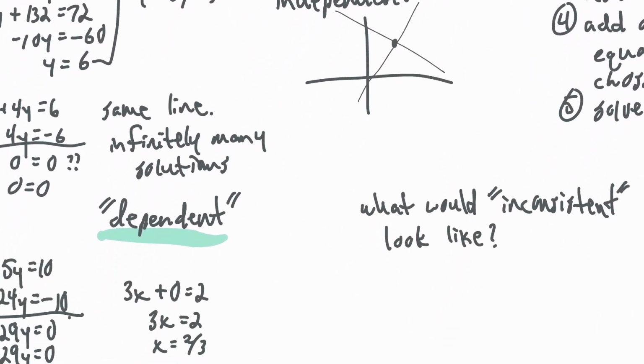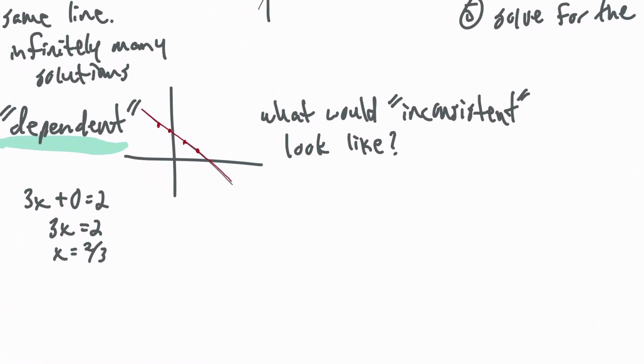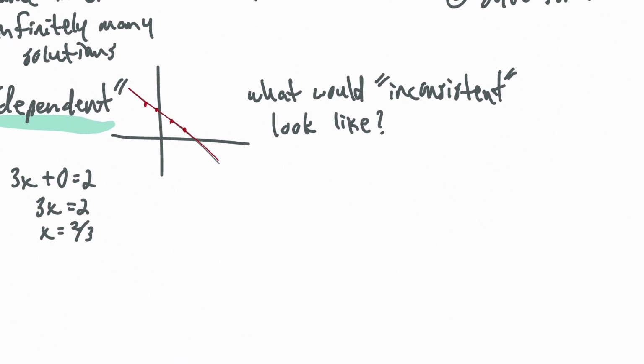When you get something that's dependent, what you get is something like this. You have a line, but then the other line is the same line. I wobbled there at the end, but it's the same line. So there's infinitely many solutions. All of these ordered pairs are solutions. There's a bunch of them. An inconsistent system looks like this. I'll show you the graph, and then I'll give you an example as well. What would the algebra look like?